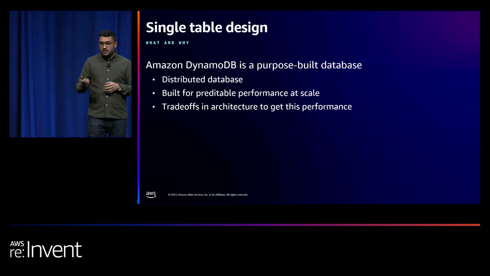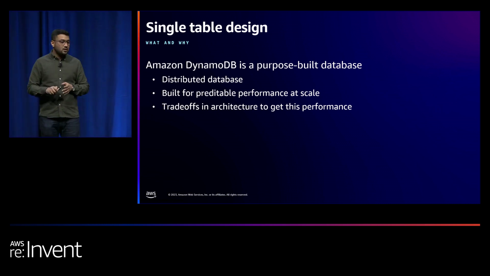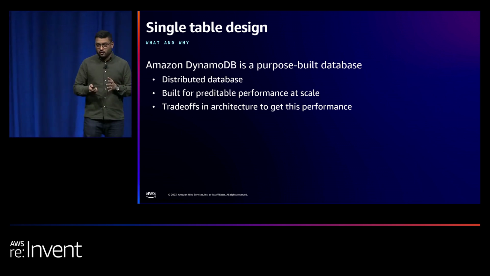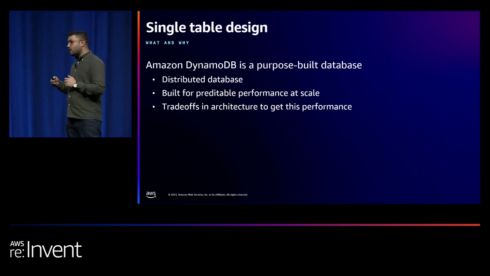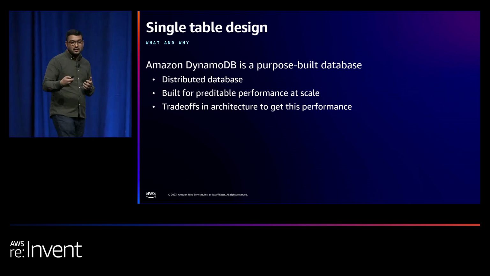When they designed DynamoDB, they made certain design decisions. They gave up certain aspects. They designed it for performance at scale, which means they had to give up certain things, certain trade-offs. They had to make certain trade-offs to get this kind of performance.